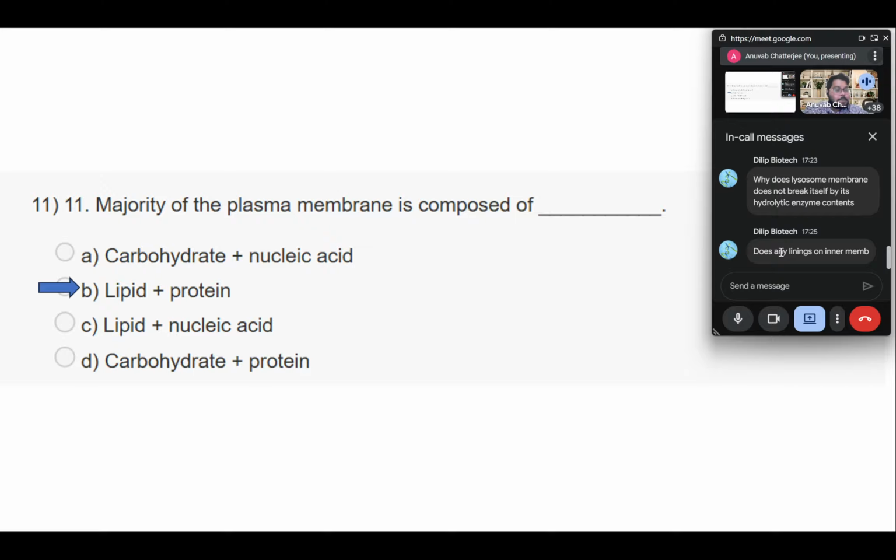Does any lining exist on the inner membrane of the lysosome? Not really. It does not have the proteins that are present on the inner membrane that have the motifs for the hydrolytic enzymes. I was giving an analogy to the stomach, which actually does have a lining.